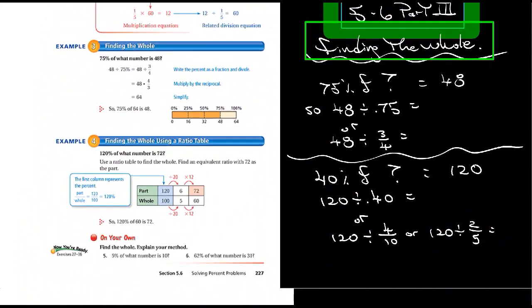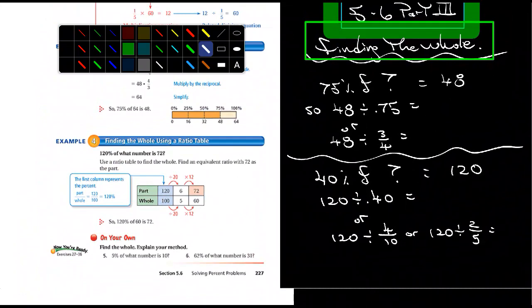So when I talk about finding the whole, they're going to give you a percent of a number, but you don't know what that number is. And that's the way I wrote it. I put a question mark right there. So in this first example, I wrote 75% of a number. And again, you don't know what that number is. But whatever 75% of that number is 48.